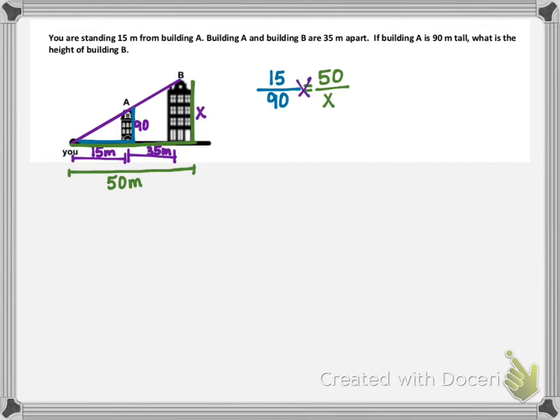Then we'll go ahead and cross multiply. 15 times x is 15x equals 90 times 50 is 4,500. Divide by 15 on both sides, so x will equal 300 meters. That's how tall building B is.